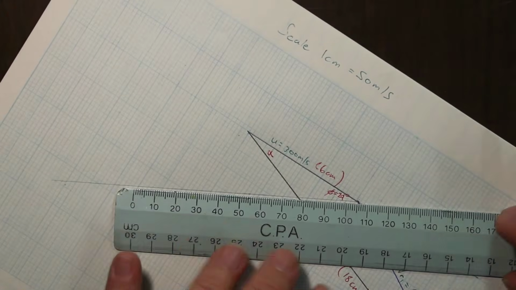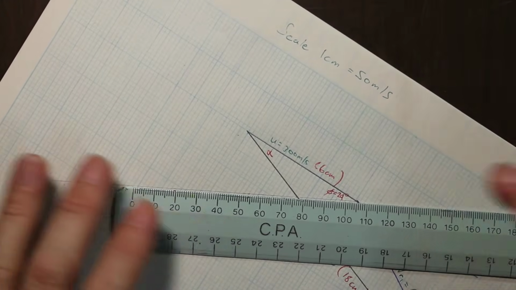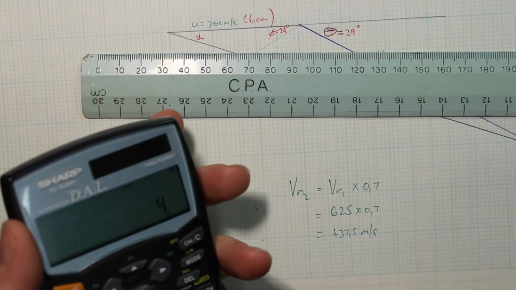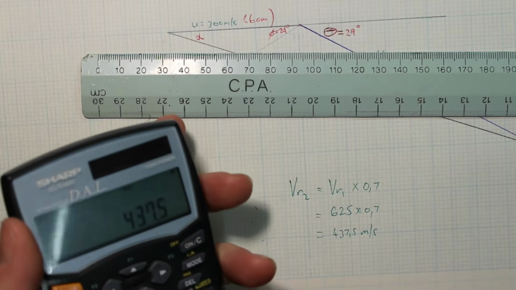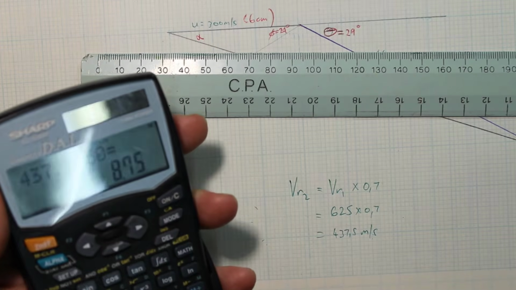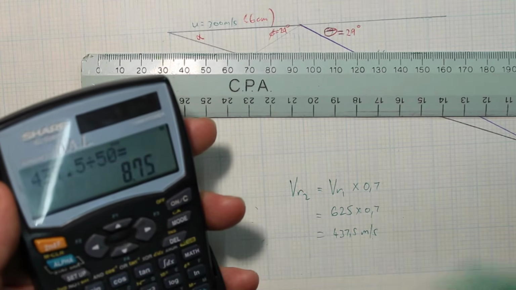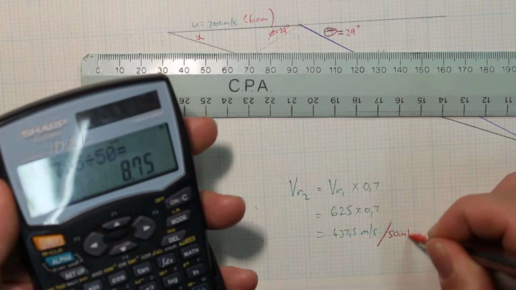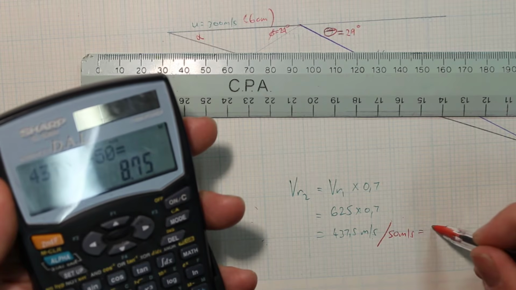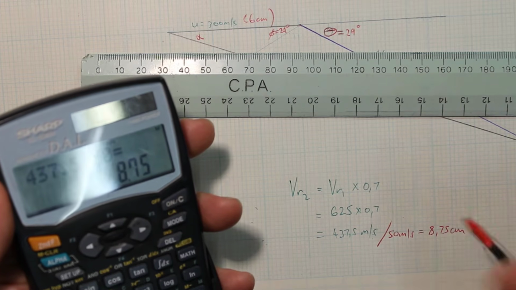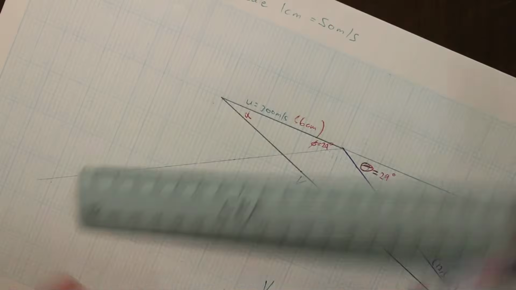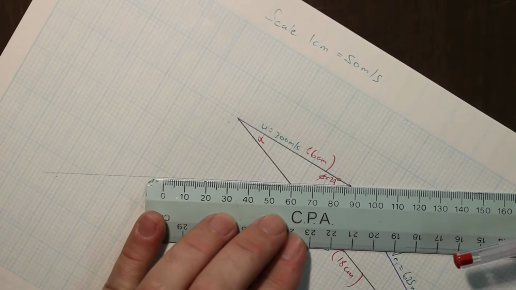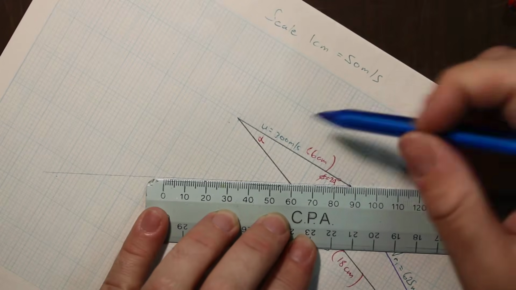Now we go on this construction line and we measure that off. Firstly, we need to know again how much to measure off. So we're going to say 437.5 meters per second divided by the scale, and we get 8.75. So we divide this by the scale, and then we get 8.75 centimeters. That's how long this line must be. So there we go, and that's the outlet.